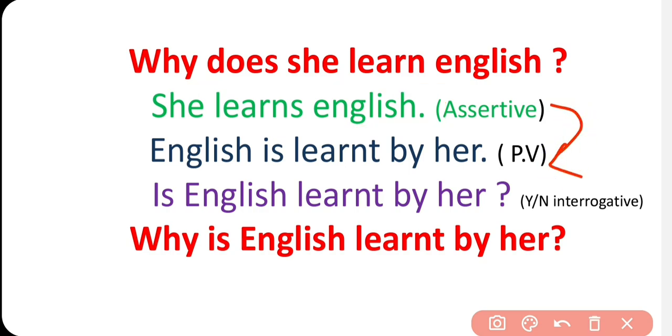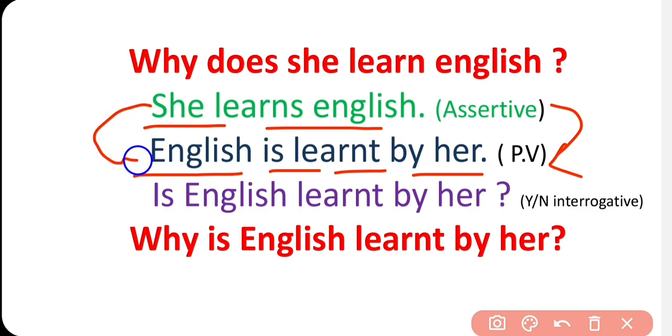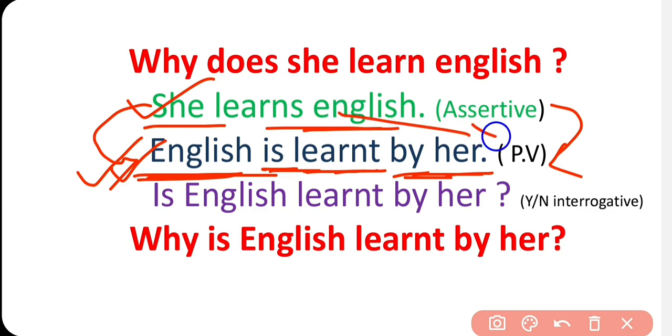So what will be the passive form of this sentence? English is learnt by her. The passive form of this sentence will be in this way according to the general rule. English is the object. Here it has been placed as a subject plus be verb plus verb 3 plus by plus her. That is, the subject of the active sentence has changed into her. That is object.